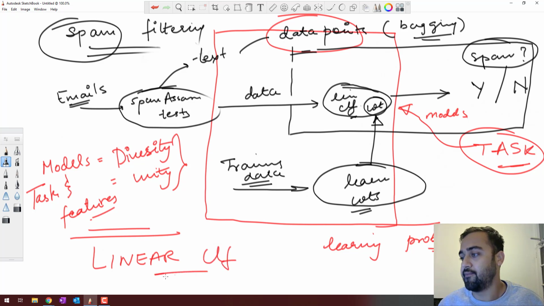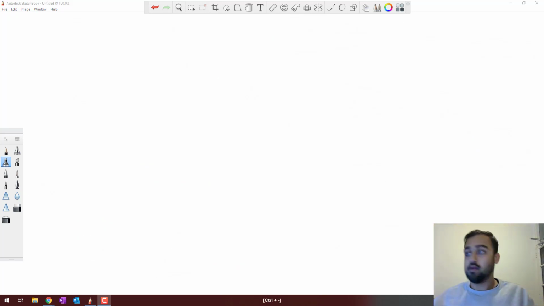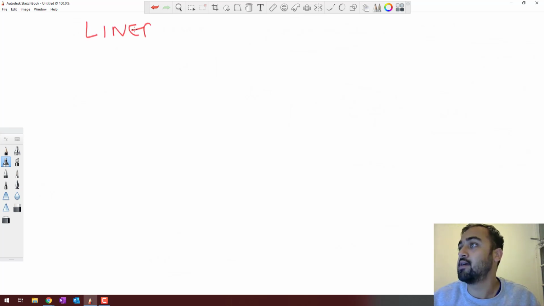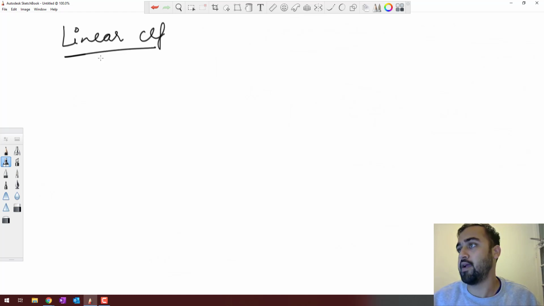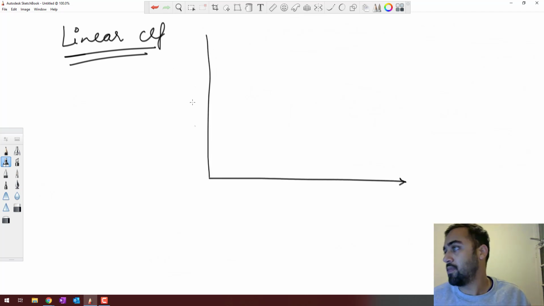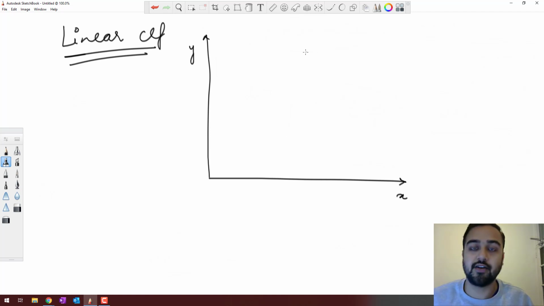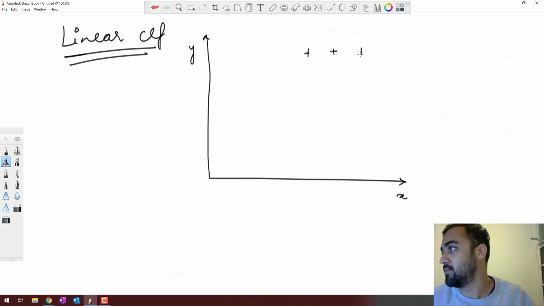That brings us to the next topic of linear classifier. So in this, we are talking about a two-dimensional linear classifier. Let's say we have a set of data points which consists of points of two classes. Let's call them positives and negatives.